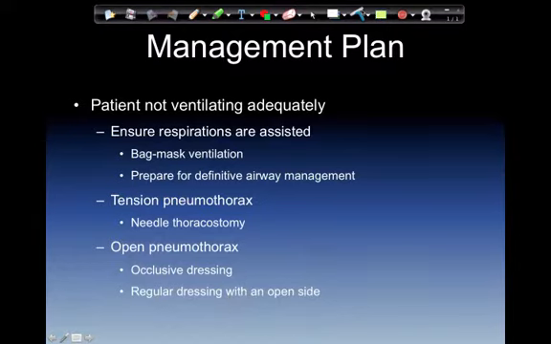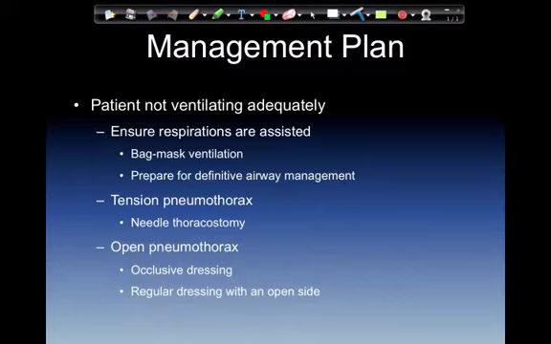If the patient is not ventilating adequately, ensure respirations are assisted with a BVM device or prepare for definitive airway management, and that means intubation. On a tension pneumothorax, we correct it immediately, just over the third rib, mid-clavicular line is the best spot. At least a 5-centimeter needle should be utilized when performing a needle thoracostomy.